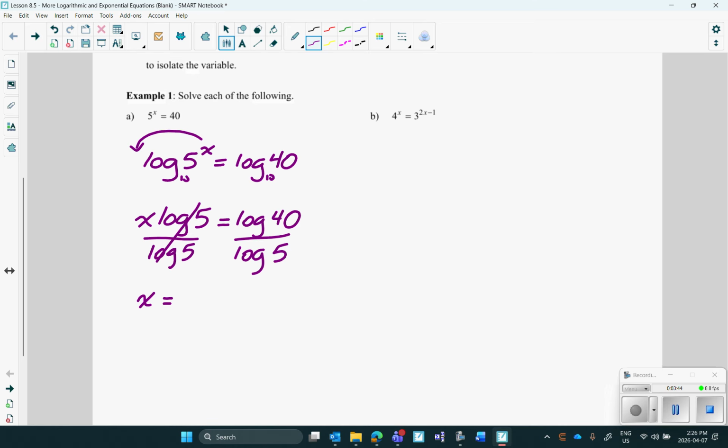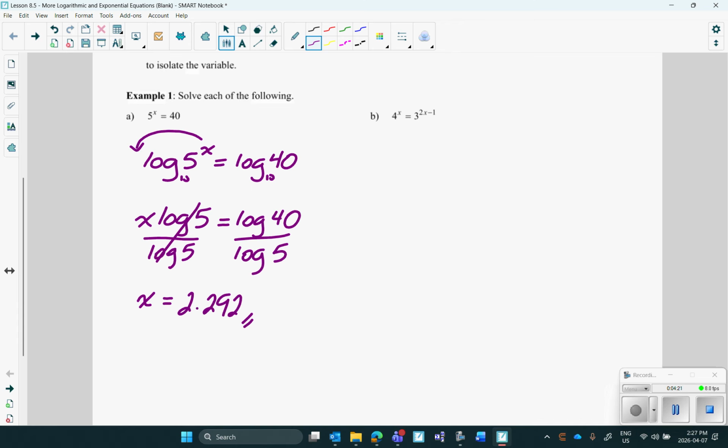So I would suggest you know how to use your calculator for this. And you should get an answer of 2.292. Makes sense, because we said the answer should be between 2 and 3. 5 squared is 25, that's too low. So 2 is too low, 3 is too big.